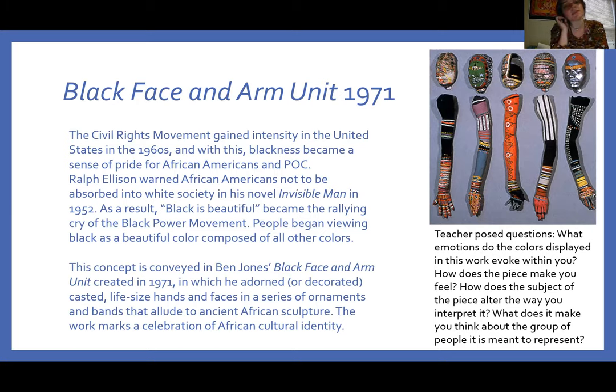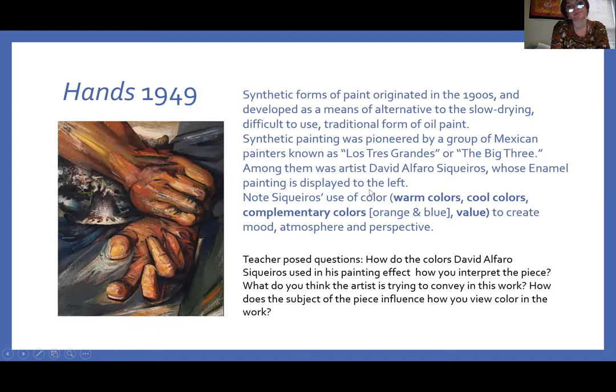This concept is then conveyed in Ben Jones' Black Face and Arm Unit, created in 1971, in which he decorated cast life-size hands and faces in a series of ornaments and bands that alluded to ancient African sculpture. The work marks a celebration of African cultural identity. Then I have some questions relating to the colors displayed: how does this evoke emotion within you, how does the piece make you feel, how does the subject of the piece alter the way you interpret it, and what does it make you think about the group of people it's meant to represent?